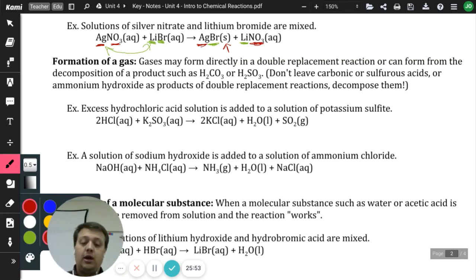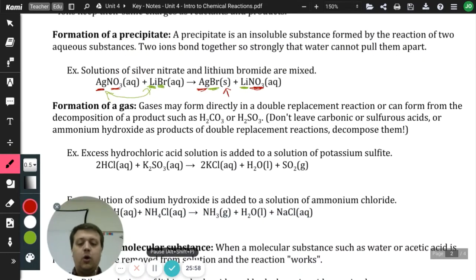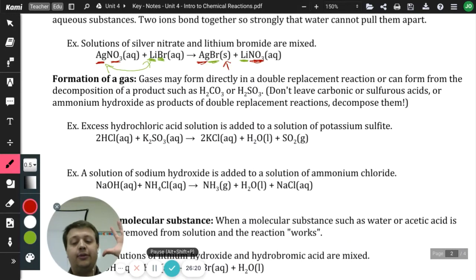And so here I've got carbonic acid. Carbonic acid we know decomposes into what? It's going to decompose into water and carbon dioxide. So that's what we should see if we've got those special cases where we produce something that would decompose naturally. We would actually see that occurring as the products are being formed. So what that means for you is don't leave carbonic or sulfurous acid or ammonium hydroxide as a product in a double replacement reaction. You're going to need to remember to decompose them.